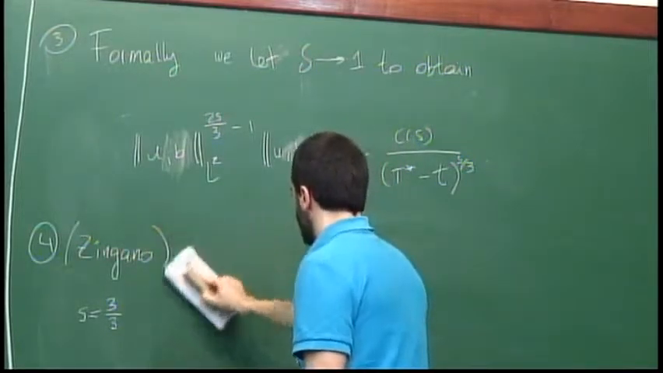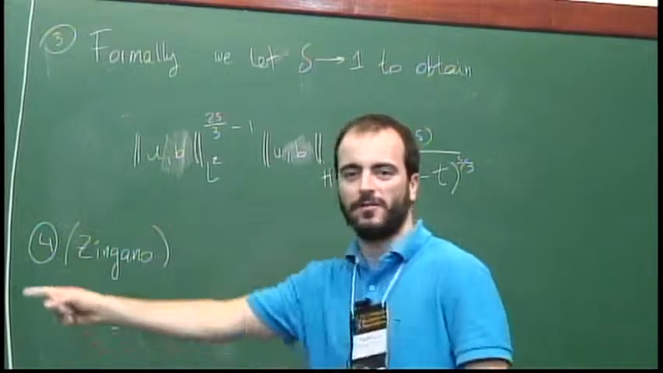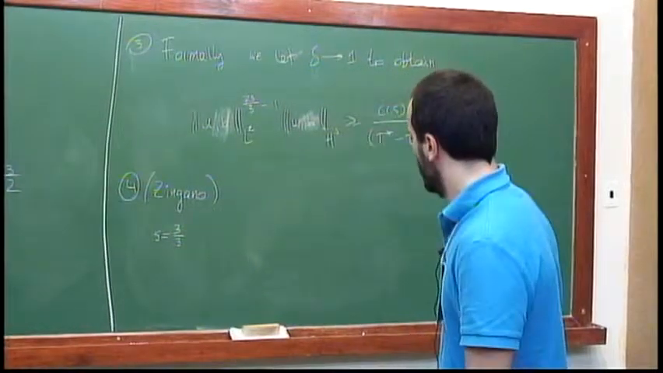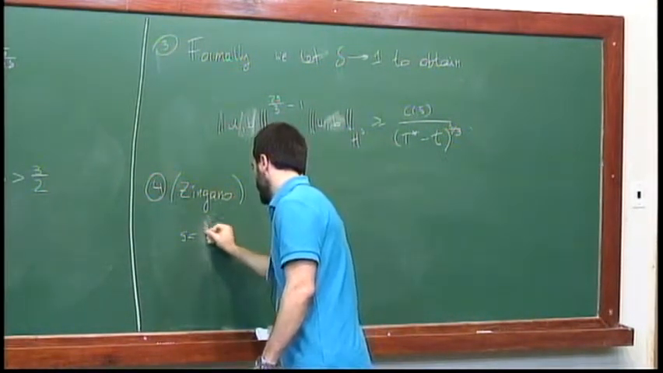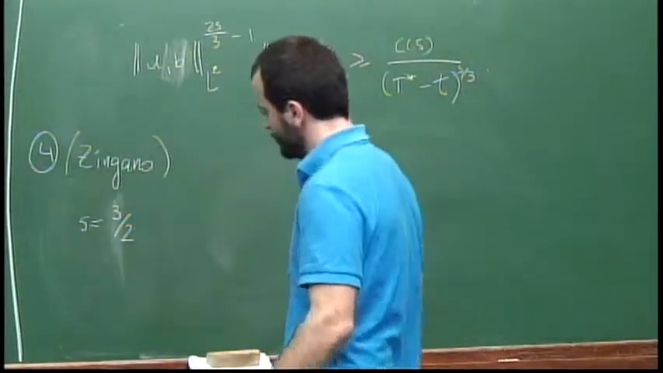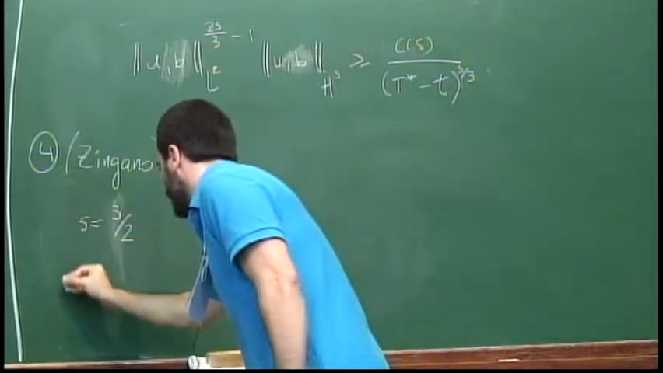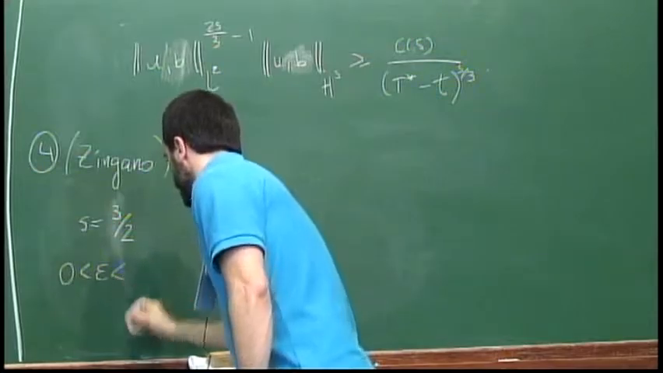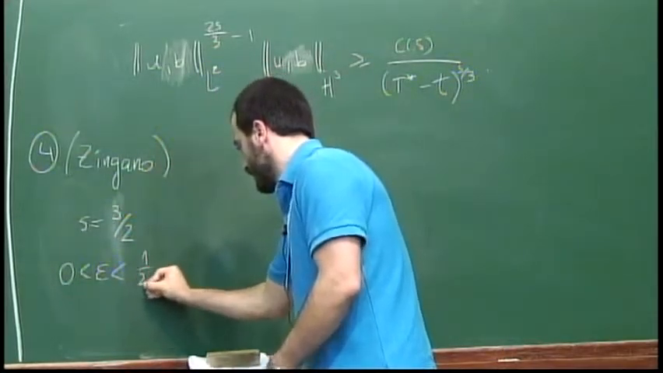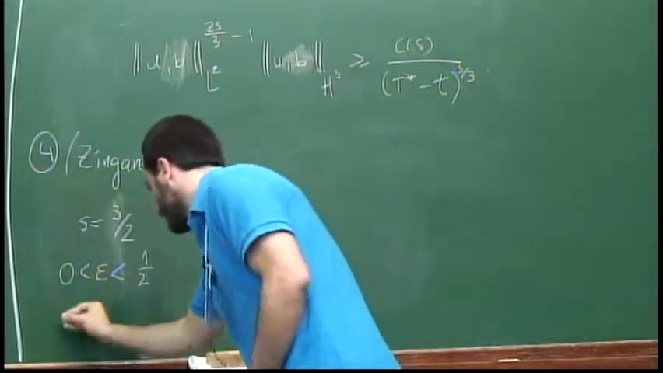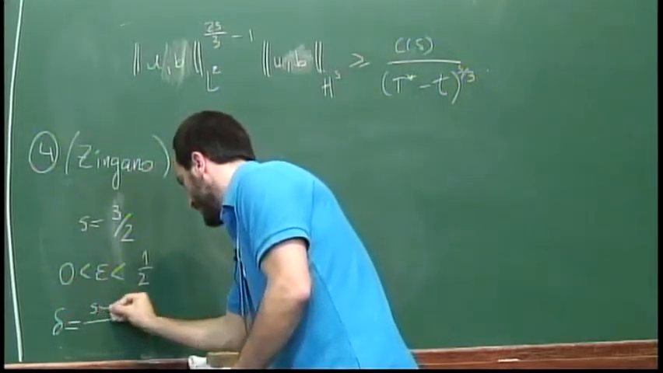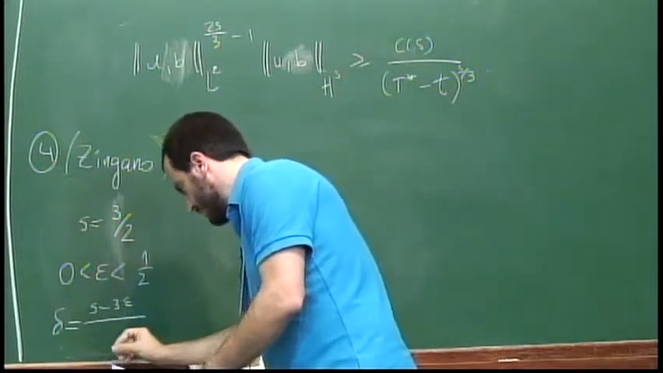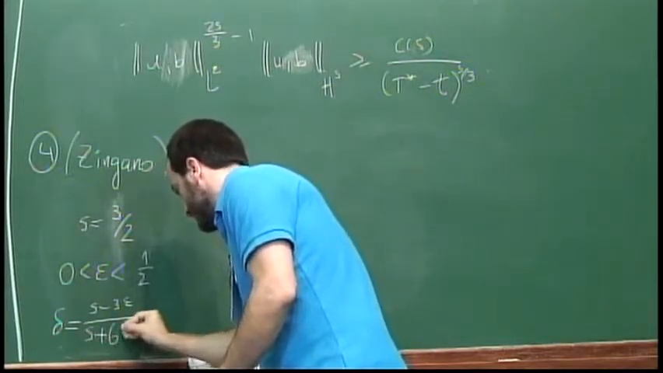Yeah, S has to be greater than something, and 3 halves is included there. Okay, so we set S equal to 3 halves, and we consider this parameter epsilon between 0 and 1/2, and delta to be S minus 3 epsilon, S plus 6 epsilon.